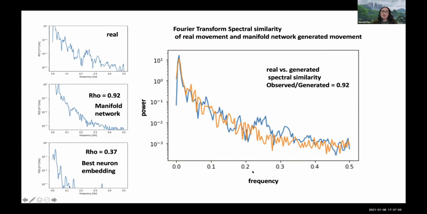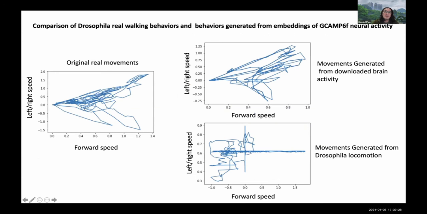And if you look at, let's say, the forward movement using the entire brain information, and you do a Fourier transform of it, it actually looks pretty similar. The correlation coefficient of the real observed spectrum of the forward movements and the one represented by the manifold network is 0.92. So it's not bad.